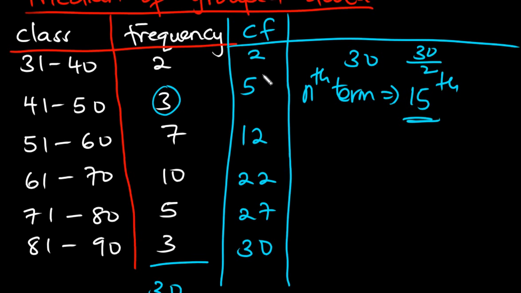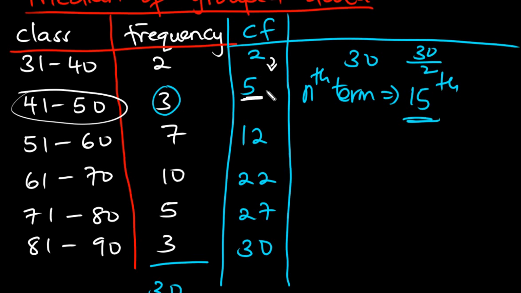So let's go back to the cumulative frequency. This is what we mean here by the cumulative frequency. For this first class, the last value is at the second position. For this second class, the values are from the third position to the fifth position.